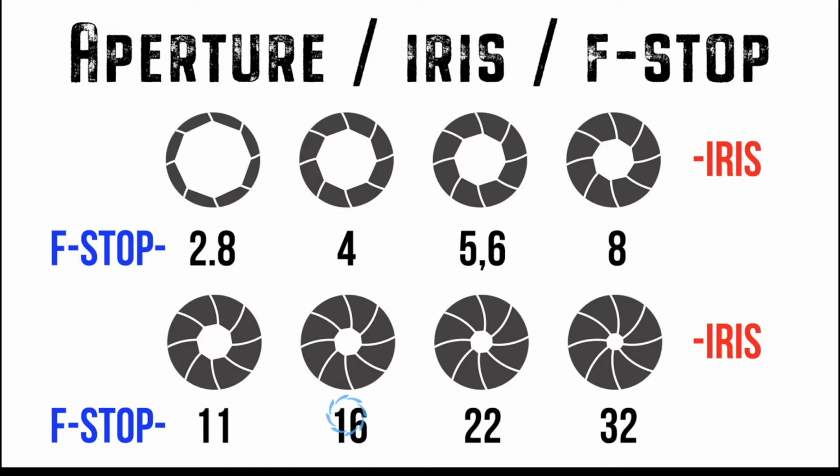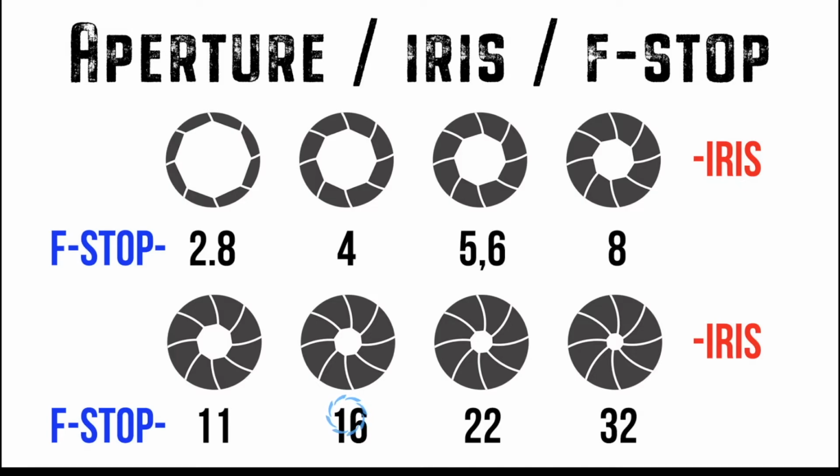All right, so let's take a look at aperture. So we have aperture, iris, and f-stop. So let me tell you what the difference is between the three, because you're most likely, especially going to hear aperture and f-stop a lot. Aperture is what we are doing. We are controlling the opening of the lens.